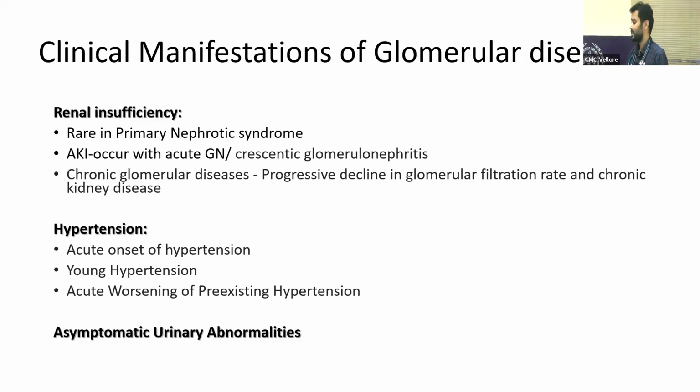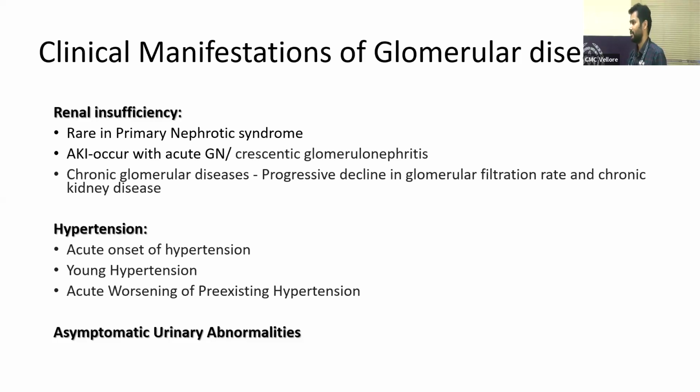Another important presentation is hypertension. It can present as acute onset hypertension, most commonly in IgA nephropathy or IRGN. They can present with hypertension-related flash pulmonary edema. The second presentation is unexplained hypertension at a young age. So any young patient presenting with hypertension, you have to rule out renal causes.